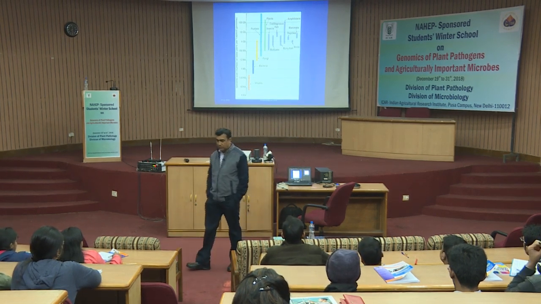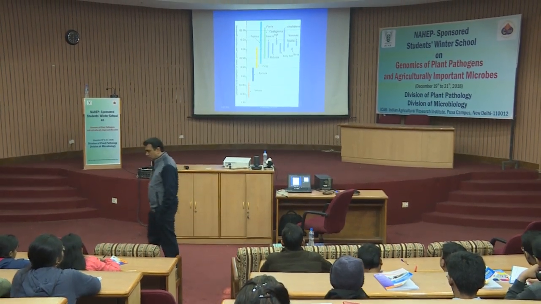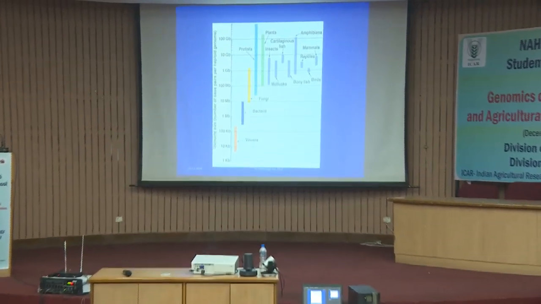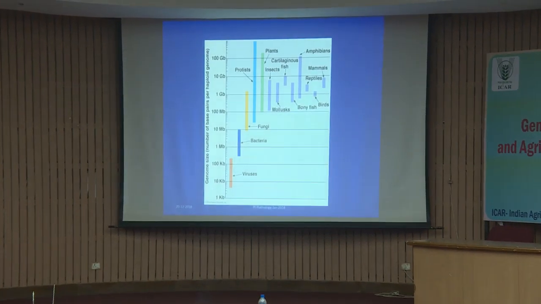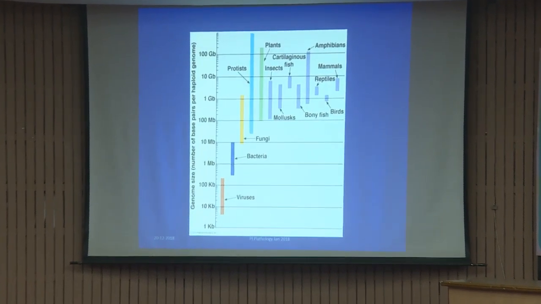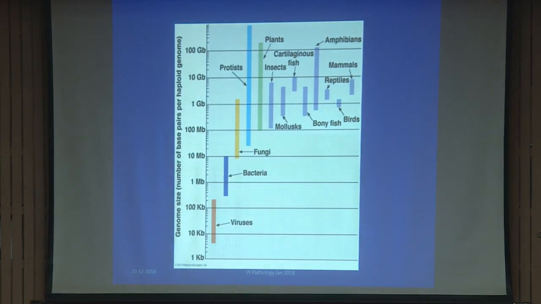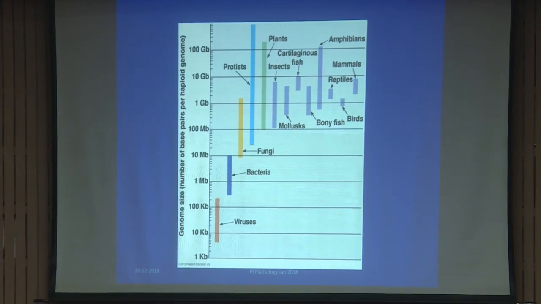Now, let us take a look at the genome size that we see on this particular planet. We have a very wide range of genome sizes across species, families, kingdoms, and genera, and why it is important for a genomic student, we will discuss after this particular slide.